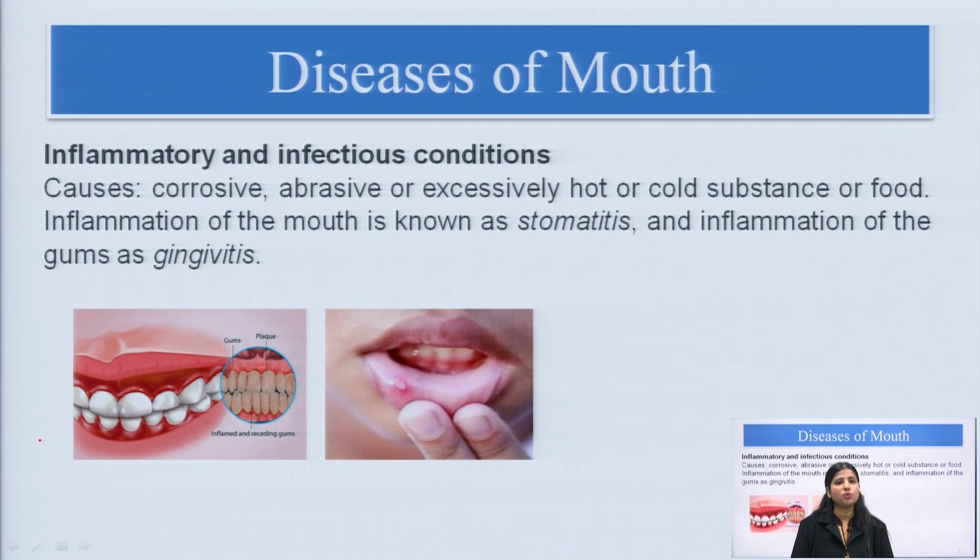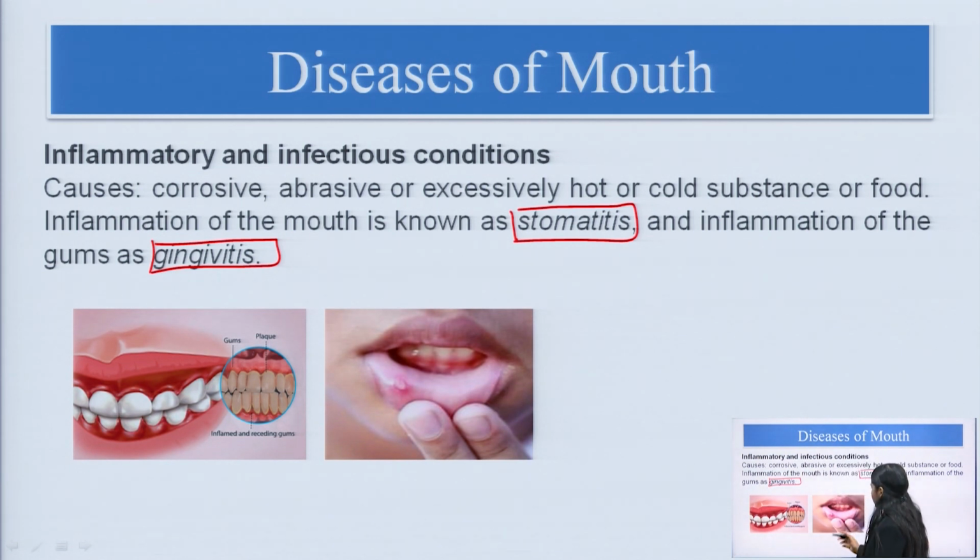So, they can cause inflammation. Inflammation of the mouth is known as stomatitis. This term you need to know, stomatitis. And inflammation of the gums is known as gingivitis. So, here you can see inflammation in the gums, this region, which is known as gingivitis, and here we can see inflammation in the mouth, not only this particular area, but anywhere in the mouth, if there is inflammation, we say it is stomatitis.